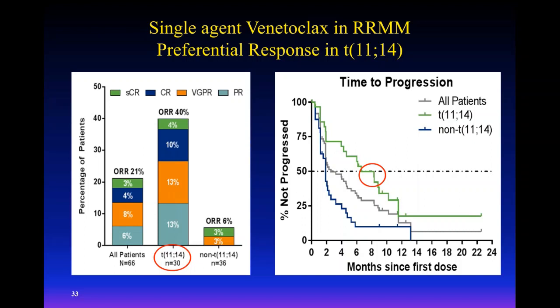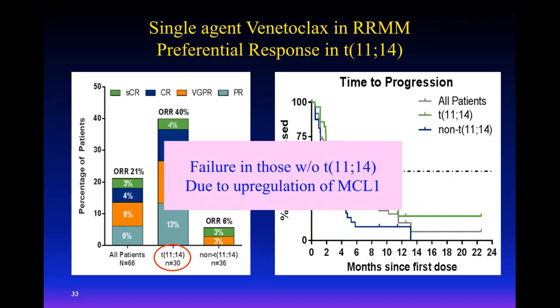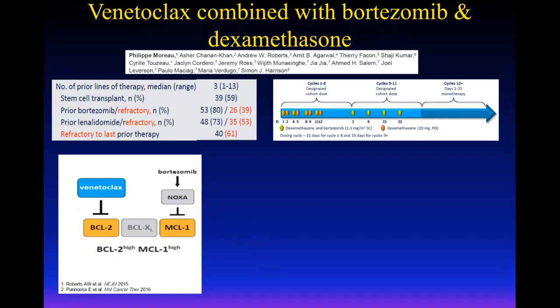So people tried to ask the question, why does it only work in patients with 11;14 but not in other patients? It was found to be due to upregulation of another anti-apoptotic protein, MCL1. Therefore, we conducted another study combining Venetoclax with Velcade, bortezomib, in a way that Venetoclax will inhibit BCL2, whereas bortezomib will inhibit MCL1, so together they will induce apoptosis.